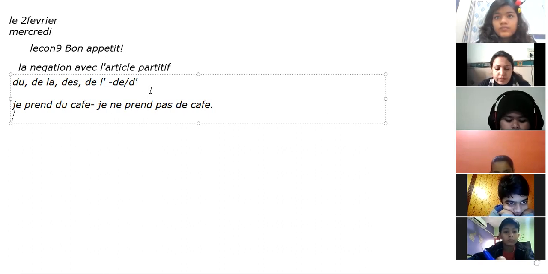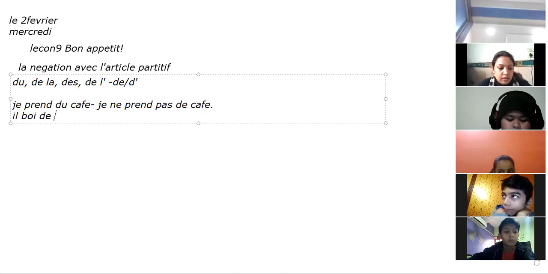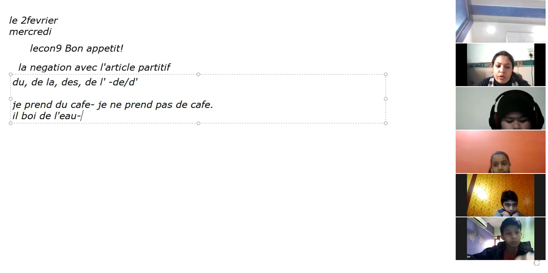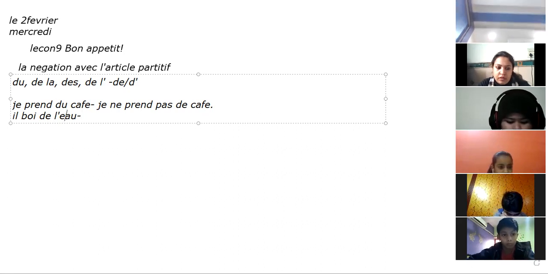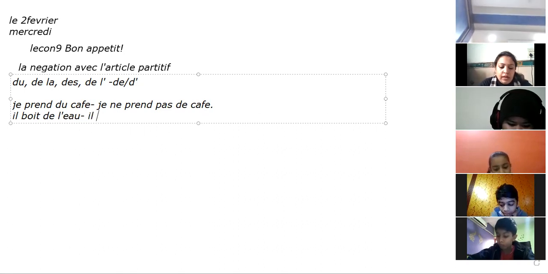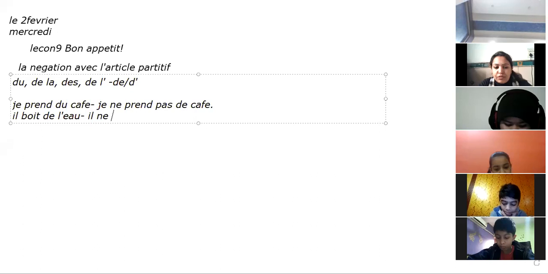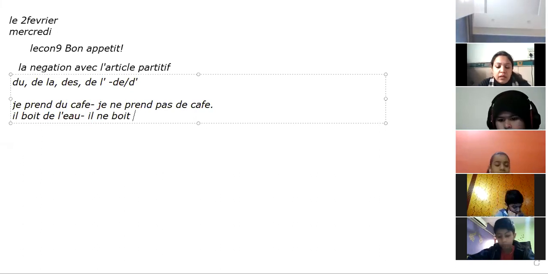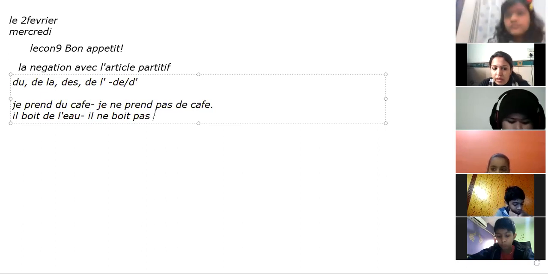Next, il boit de l'eau. He drinks water. Now I have to change this into negative. Il ne. The word right after the subject is always your verb. Il ne boit pas. Okay.